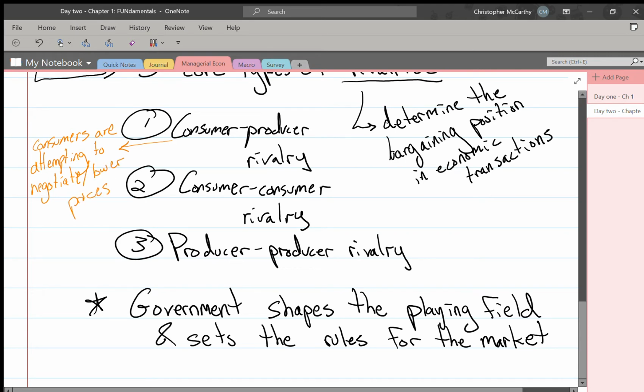So, this could be your phone bill, right? It could be your cable bill, your internet bill, right? A lot of times, you can call and be like, hey, I'm not getting what I think I deserve, and you can kind of talk to them and get a different policy, right? So there's a consumer-producer rivalry between yourself and your phone company.